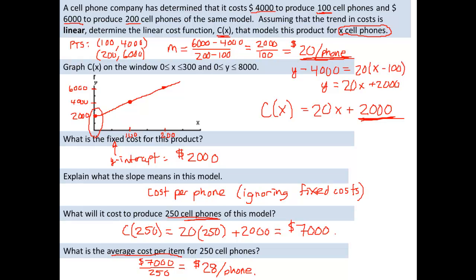Of course, as I increase the number of phones produced, this averaged cost per item will decrease and get closer and closer to $20 as the $2,000 fixed cost becomes less and less significant per phone.